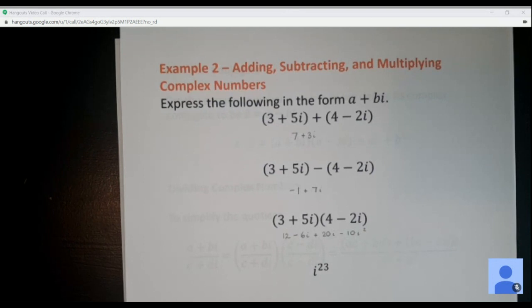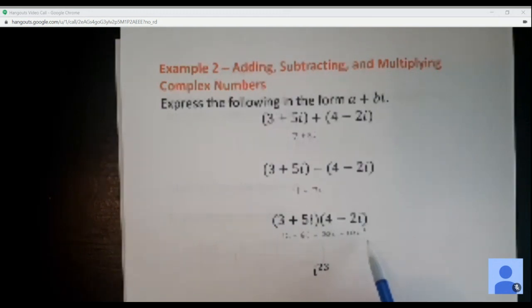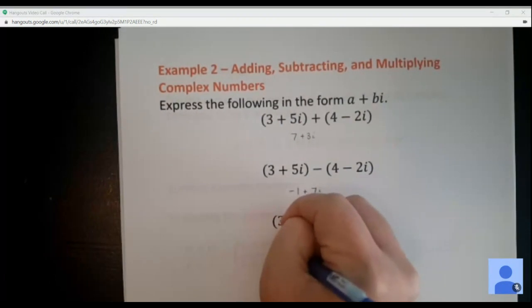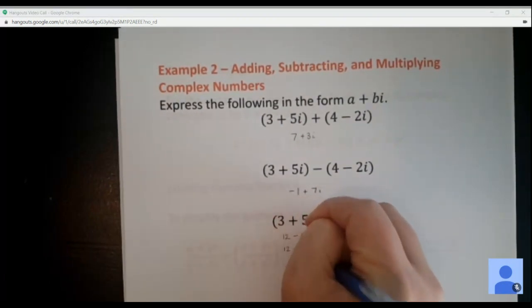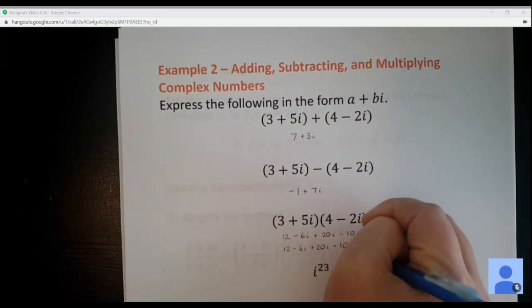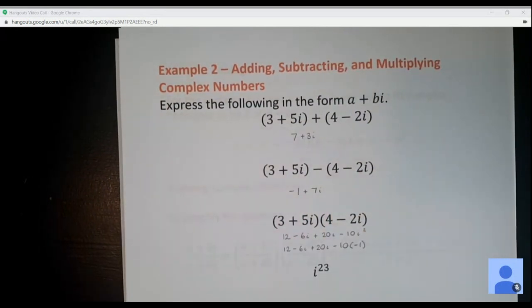All right. Now, let's think back to what we learned on one of those slides. Whenever you see an i squared, what is i squared equal to? Good. i squared is just negative 1 now. So everywhere I see an i squared, I'm just going to replace that with negative 1. So we have 12 minus 6i plus 20i minus 10 times negative 1. So anytime you end up with an i squared, make sure you change that to a negative 1 because we know that i squared equals negative 1 now.